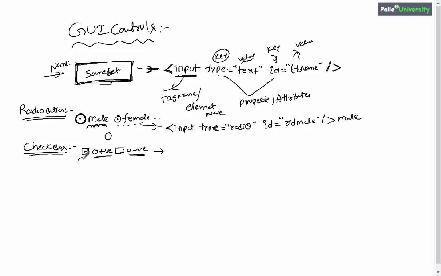Now let me explain how to create a checkbox. In order to create a checkbox, you will write input type is equals to checkbox, and as usual an ID, chk. I will usually use chk for checkboxes, and maybe some content, some text, O positive and so on.